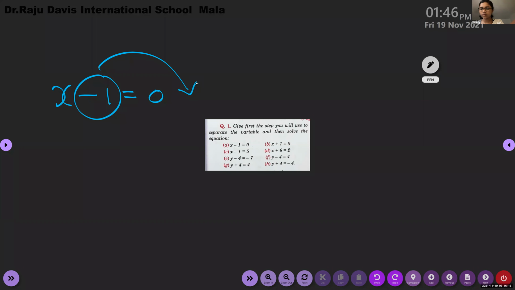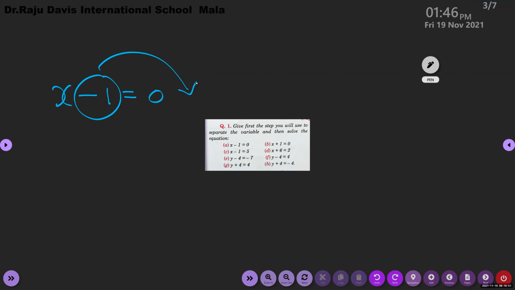So what will happen? If it is subtracted on the left side, it will be added to the right side. If it is added on the left side, when it is taken to the right side, it will be subtracted. That is the rule. If it is divided on the left side, opposite operation: it will become multiplied on the right side. Clear? If it is multiplied on the left side, when you take it to the right side, it will be divided. Or numerator will become denominator, denominator will become numerator. Keep these things in your mind.